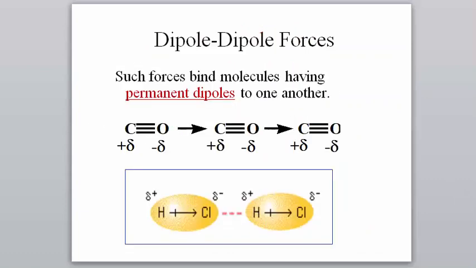So your dipole forces, if you're looking at comparing strength, ionic, for the most part, is going to be stronger than your dipole-dipole forces due to those partial charges instead of your complete and total charge. So you've got these partial charges.